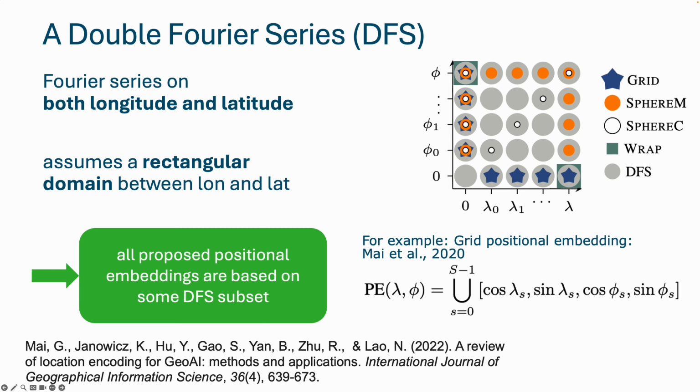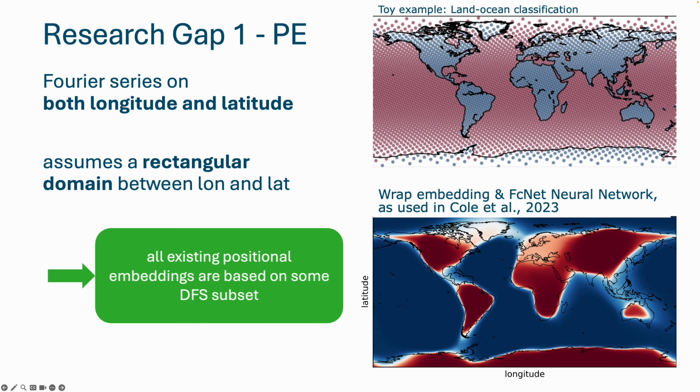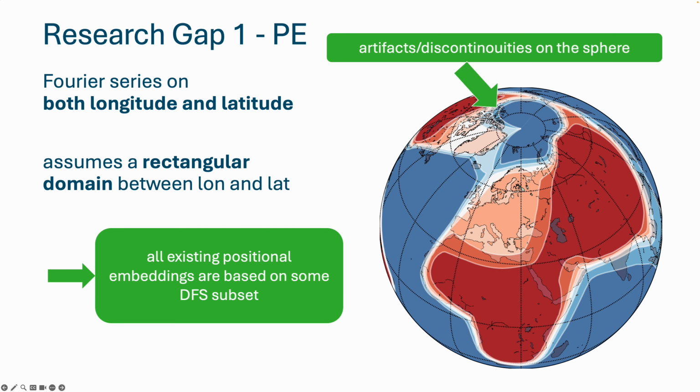And that leads a bit to a knowledge gap, or a research gap, that we identified, and that leads up to our third part: this Fourier series composition does not really reflect the geometry of our world, because we are living on a sphere and not a map. And this double Fourier decomposition assumes a rectangular domain between longitude and latitude. And that leads to some artifacts, as you can see here on the right, where at the poles, when we try to do land-ocean classification, we get some discontinuity.